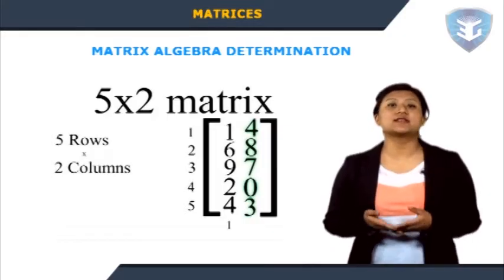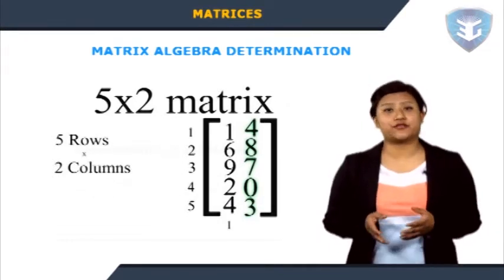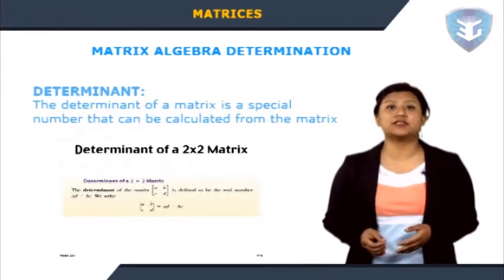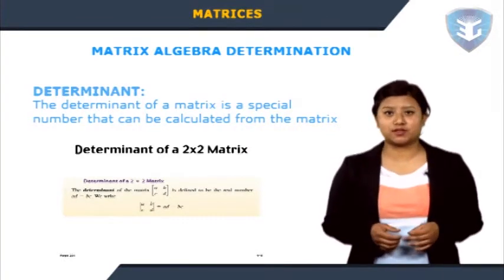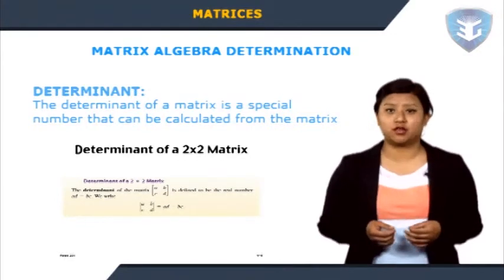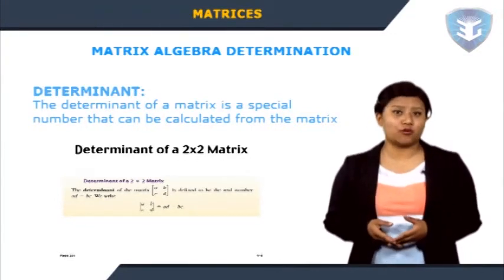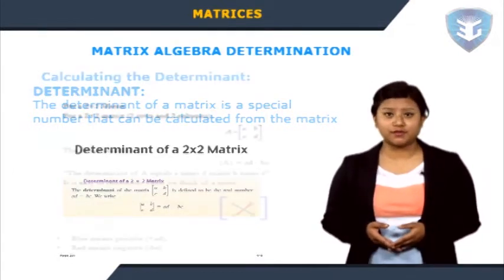Let us understand the matrix algebra determinant. A matrix is an array of numbers. The determinant of a matrix is a special number that can be calculated from the matrix. It tells us things about the matrix that are useful in systems of linear equations, in calculus and more. The symbol for the determinant is two vertical lines on either side.